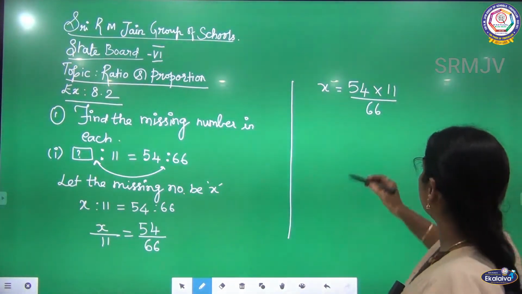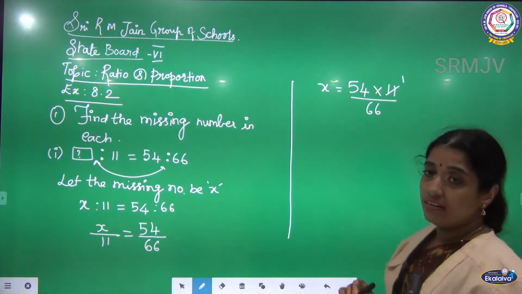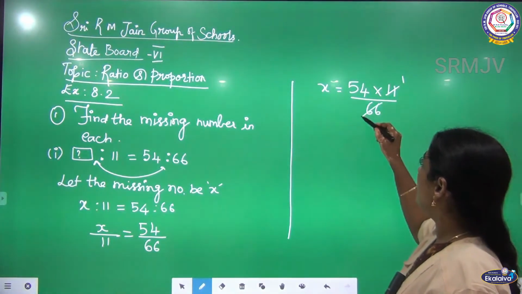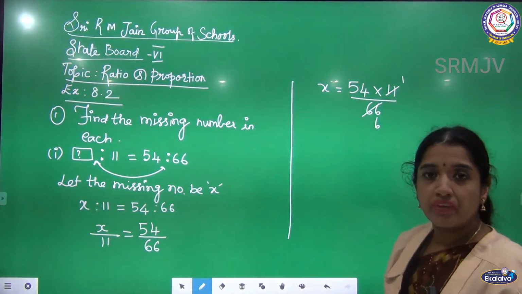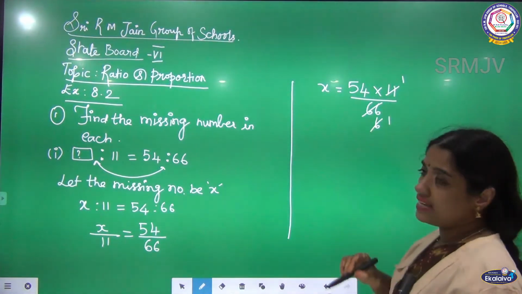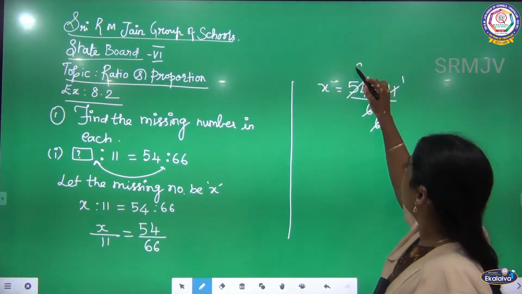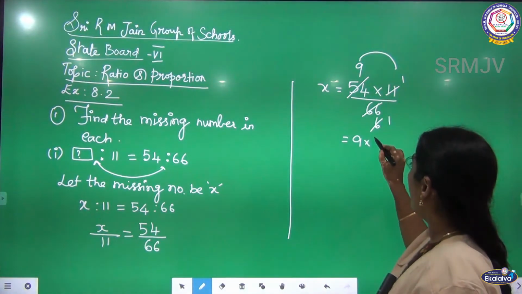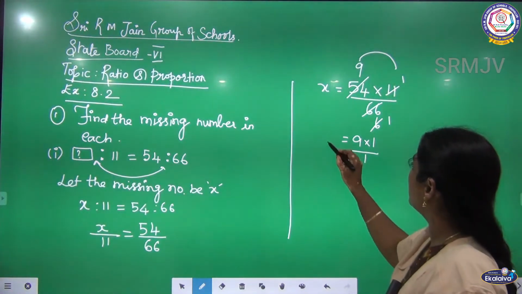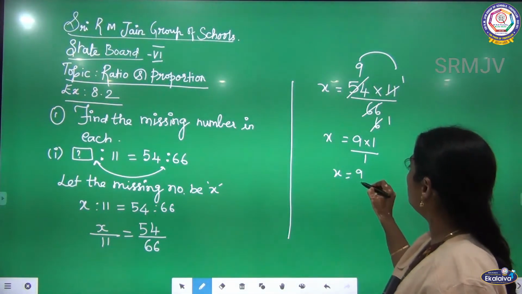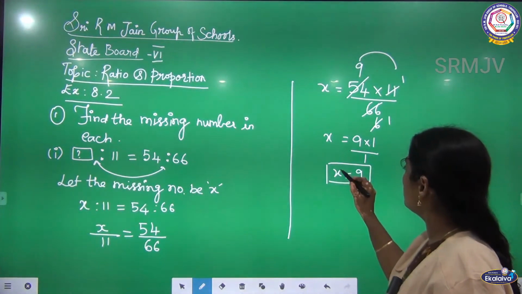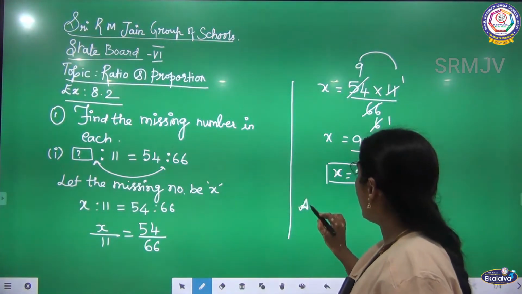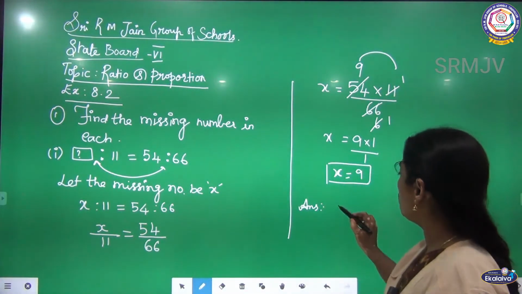Okay. Now listen, 11 ones are 11. I can cancel my numerator and denominator. 11 ones are 11. 11 6s are 66. Again 6 ones are 6. 6 nines are 54. Now what is there in the numerator? 9 into 1. And what is there in the denominator? 1. So x is equal to 9. Can you clear this? What is the x value I found out here? 9.